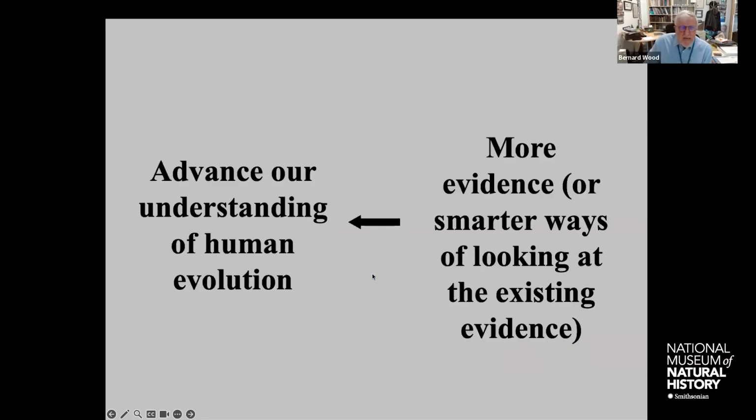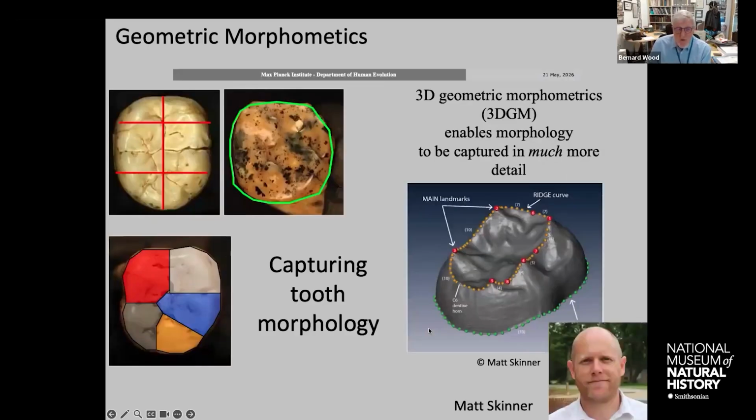Text. More evidence, or smarter ways of looking at the existing evidence. An arrow from the text points left to further text. Advance our understanding of human evolution. So how do we reduce our ignorance about human evolution? You find more evidence, or you think of smarter ways to look at the existing evidence. And that's what we have been doing in the past few years.